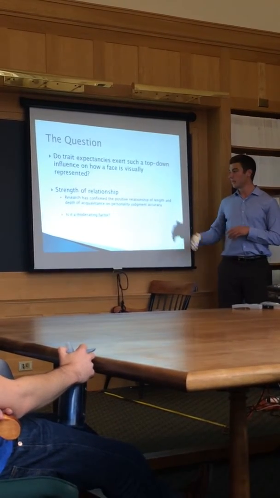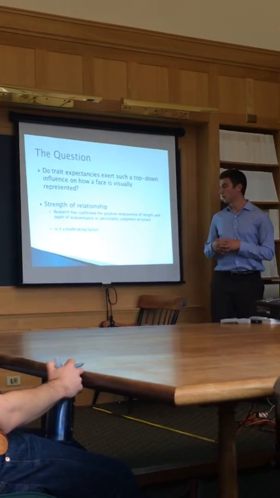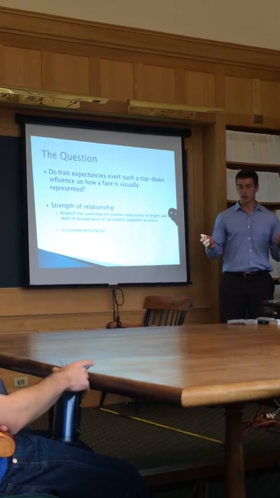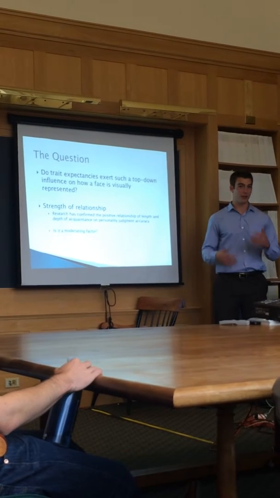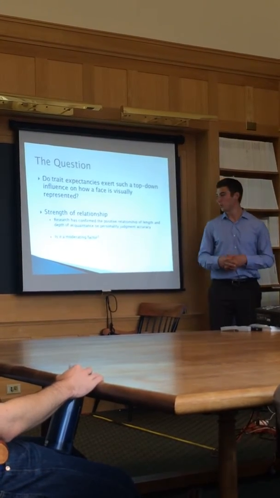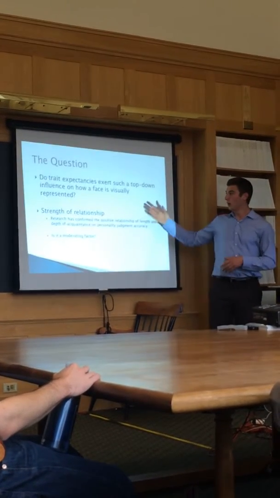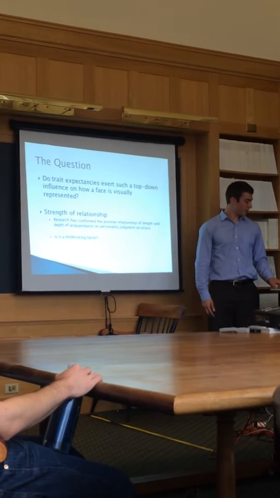This has clear implications for everyday interactions. And additionally, I wanted to see how the strength of a relationship with a person could moderate this effect. So there's a lot of research saying that as we get to know somebody more and more, our personality judgments of them become more and more accurate. This makes sense. We get more experience with them. But is this a moderating factor on such a trait expectancy bias effect?